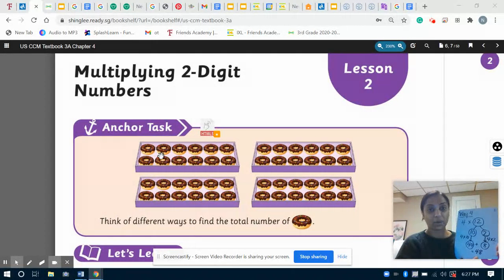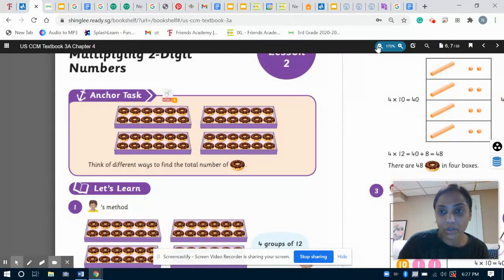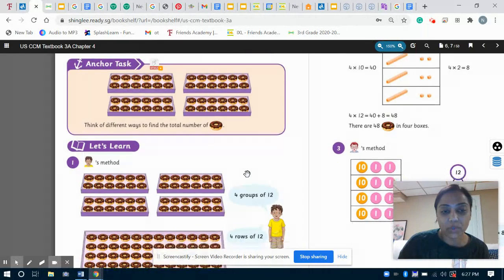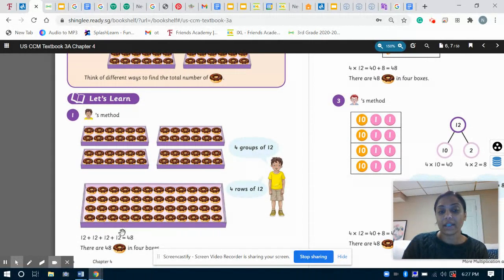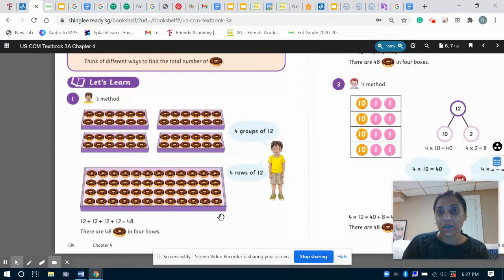Okay, so 48 donuts. So let's take a look at what our friends in the textbook did. So again, let's take a look, and I'm going to just make sure I zoom out. Again, this was page 134. You can see our friend Mateo here said 4 groups of 12. That's 4 rows of 12. And he used repeated addition. Down over here, you can see 12 plus 12 plus 12 plus 12 equals 48. That's what we did earlier.